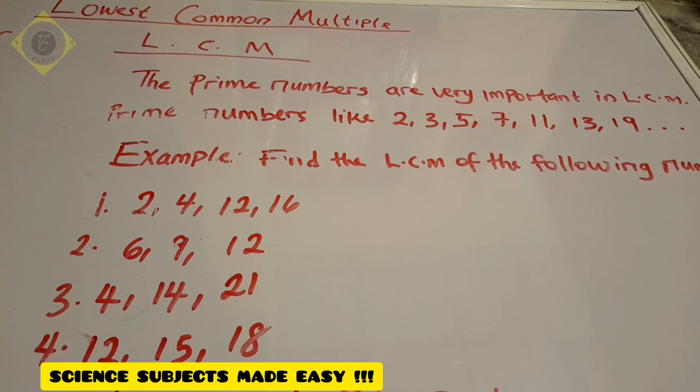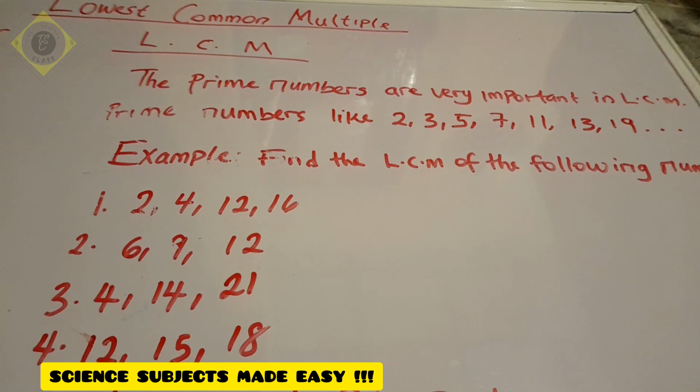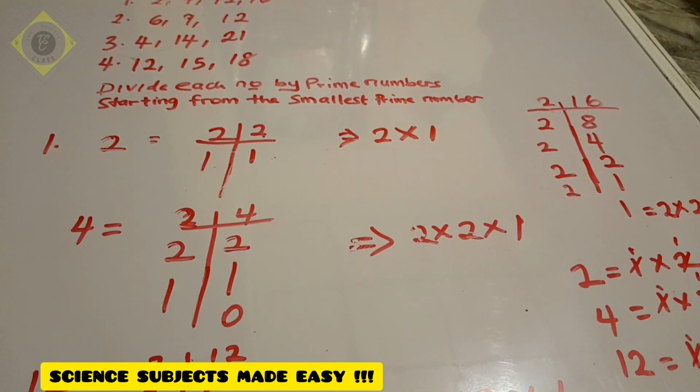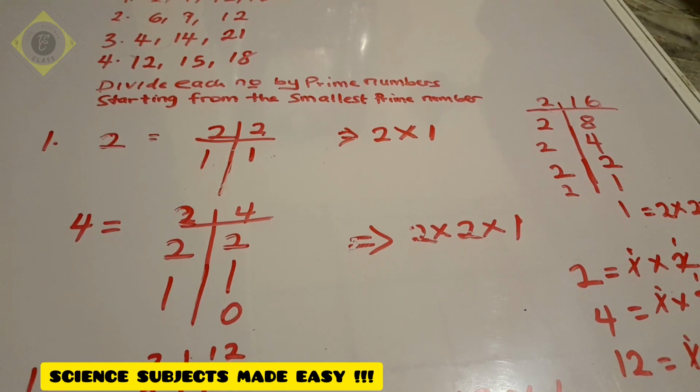Example 1 says, find the LCM of the following numbers: 2, 4, 12, and 16. All right, so the first number here is 2.